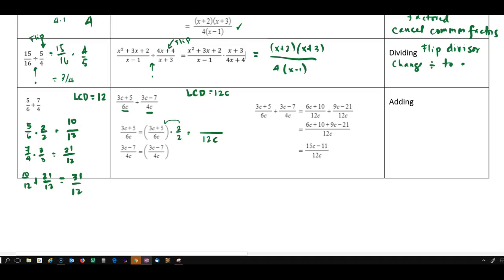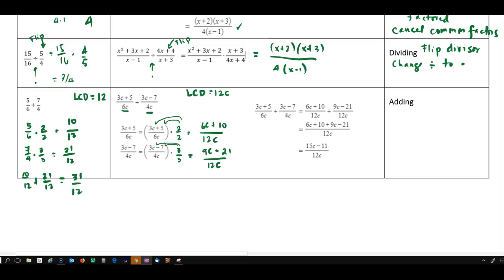And then you just distribute, 6c plus 10. For the second rational expression, you need a 3 above and a 3 below. That gives you the needed 12c. And then distribute the 3. So that's 9c minus 21.